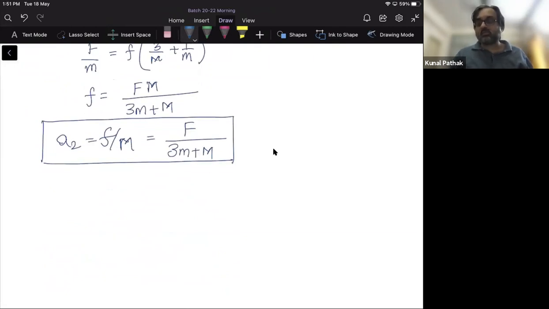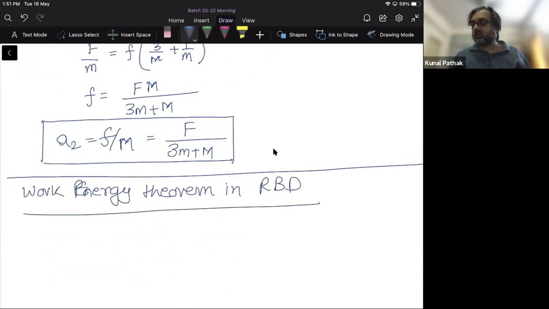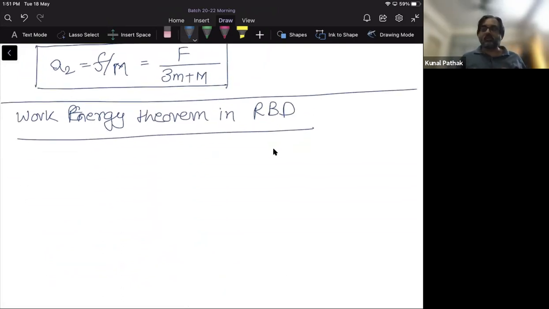before we go, let me introduce you to work energy theorem in RB. Okay, very, very simple, because we know that everything that we have in the translational domain sort of copies itself in the rotational domain, right? So what is the work energy theorem?